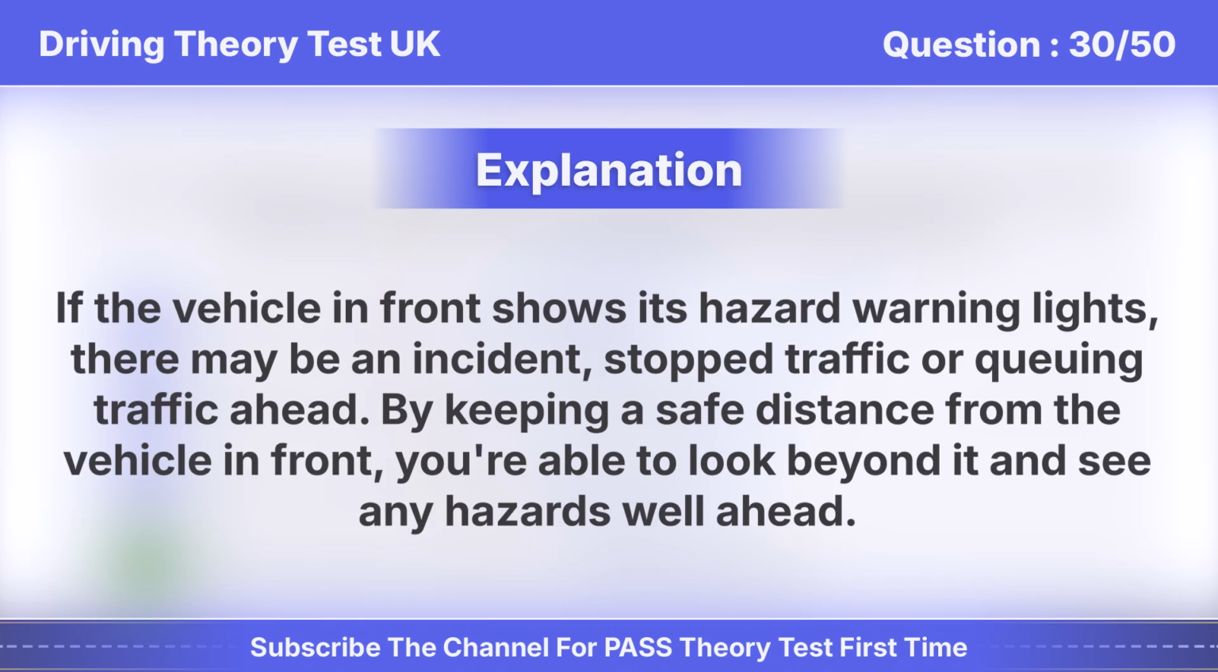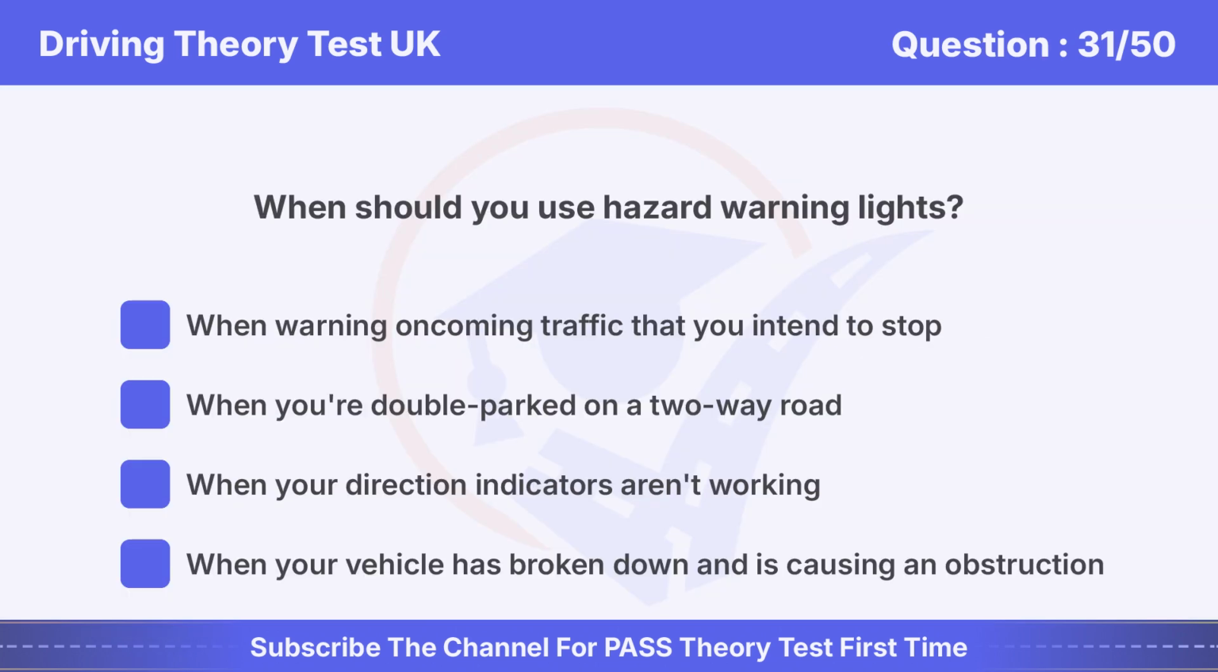If the vehicle in front shows its hazard warning lights, there may be an incident, stopped traffic, or queuing traffic ahead. By keeping a safe distance from the vehicle in front, you're able to look beyond it and see any hazards well ahead. Question 31. When should you use hazard warning lights?